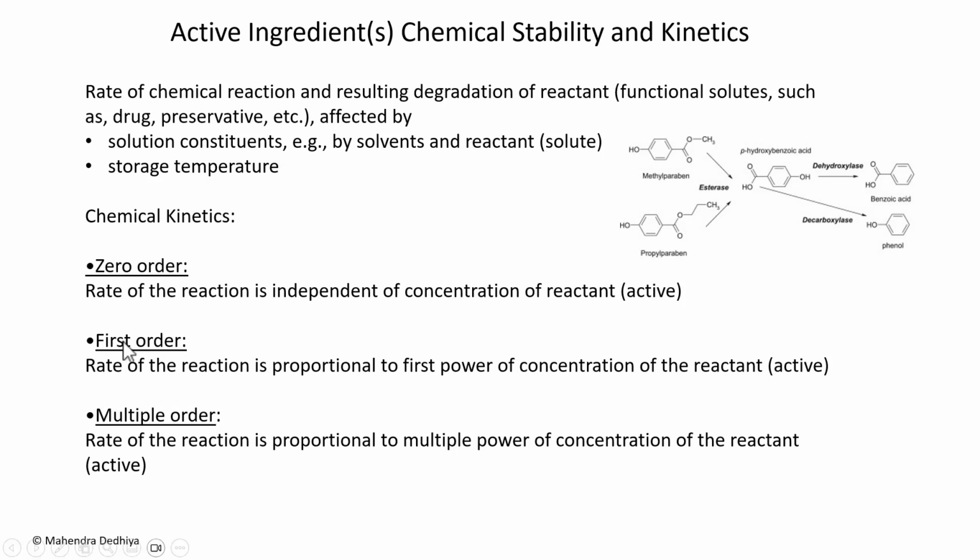There are three major reaction rates. A degradation reaction can be zero order, which is independent of the concentration of the ingredients. More commonly it is a first order reaction, in which the degradation rate of paraben into p-hydroxybenzoic acid, for example, is proportional to the concentration of the parabens or active ingredient. Complex multiple orders occur in some cases, where the rate of reaction is proportional to multiple powers of the reactant. Calculate shelf life.